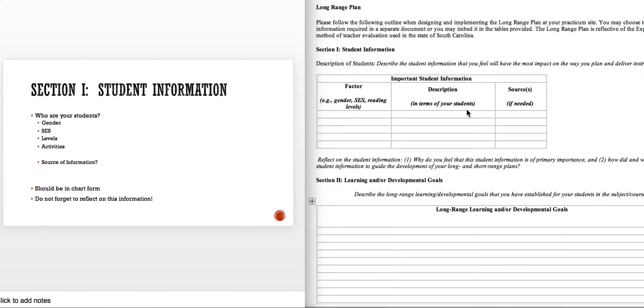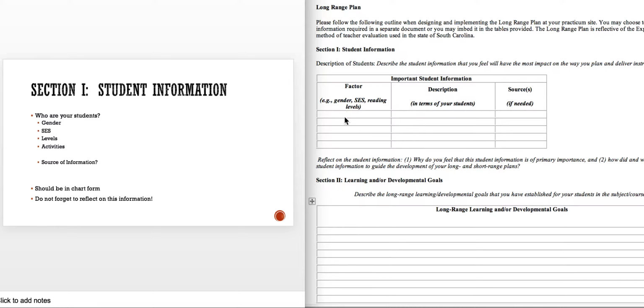So section 1, and you can see over on the other side of the screen as well, is your student information section. So you're going to provide a description of your students, any information that you think is going to impact the way you plan to teach them. So you could include gender, socioeconomic status, reading levels, math levels, any other levels you may have, activities they participate in or outside of school.